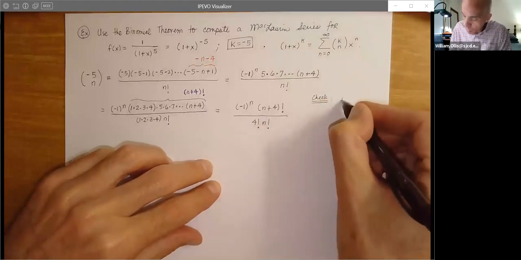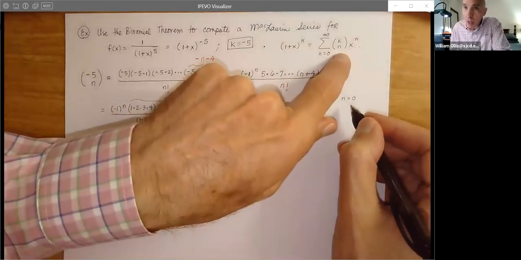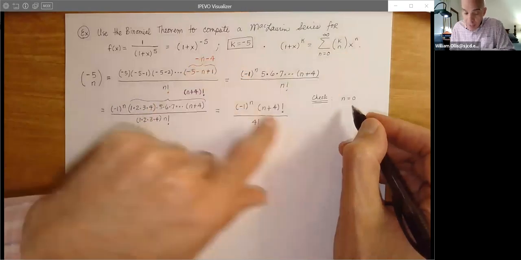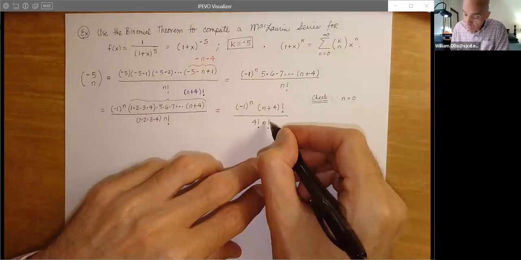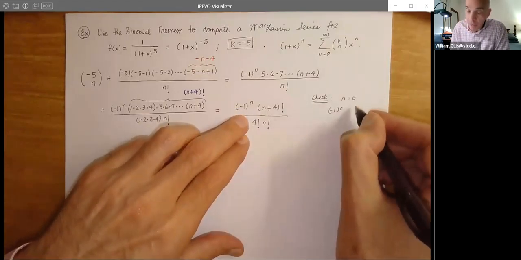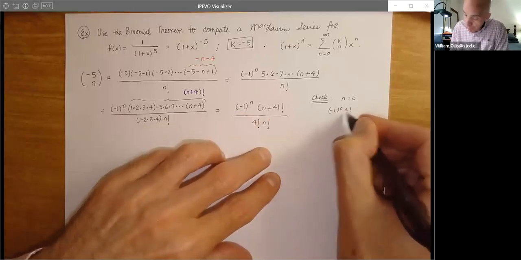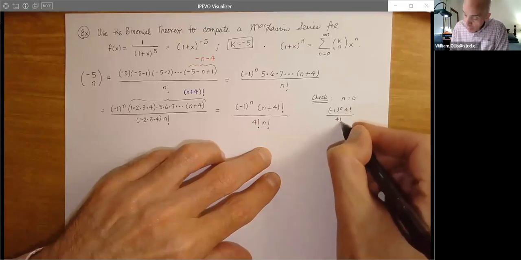For instance, if we think about what happens with n=0 here, if we just check, I think we'll be okay. So let's check this, to see if we need to be a little bit more careful here. If n=0, the very first term is by definition 1. That's going to be, in this case, -5 choose 0.